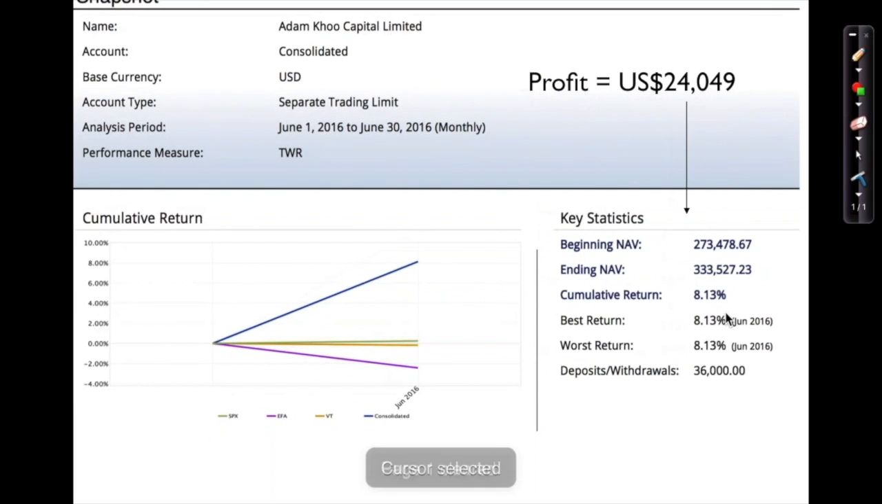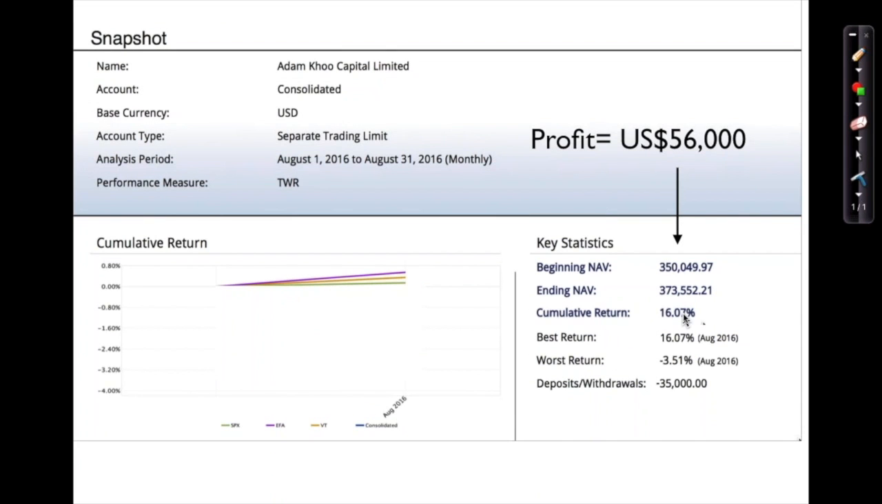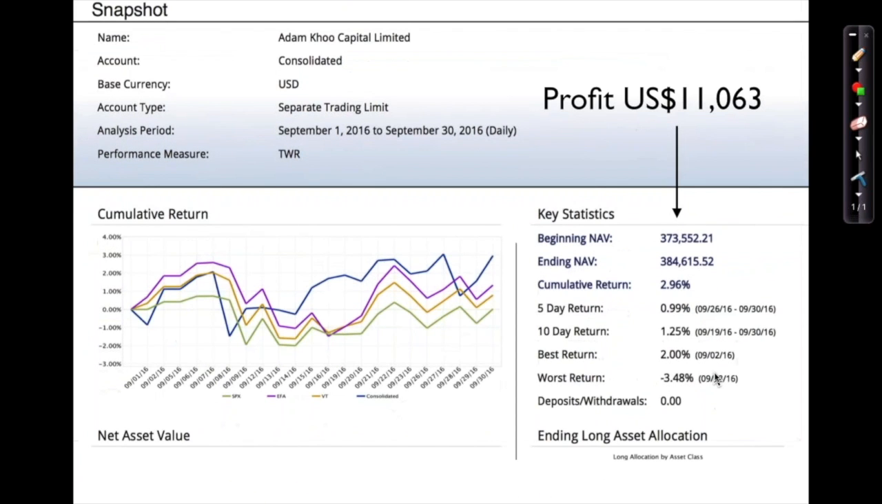This month was an 8% return. All right? And this was a 7.85% return. Okay? This was a 16% return. Okay? This was a sucky month. My win rate was only about 34%. Okay, for that month, I was having a really bad luck month, which does happen, right? So I only made 2.96%. Well, that's still better than fixed deposit. That's still better than CPF, right?